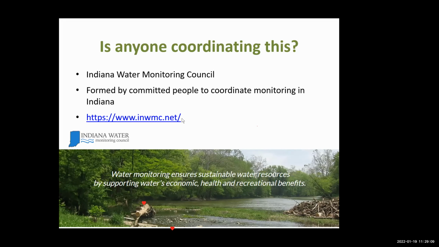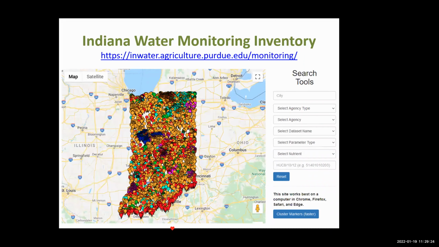So there is a website that functions fine, and they've been less active during the pandemic because we're used to having in-person conferences, but they've had a few online conferences. I particularly want to point out the Indiana Water Monitoring Inventory. I didn't open this up beforehand, so let me just open it now.